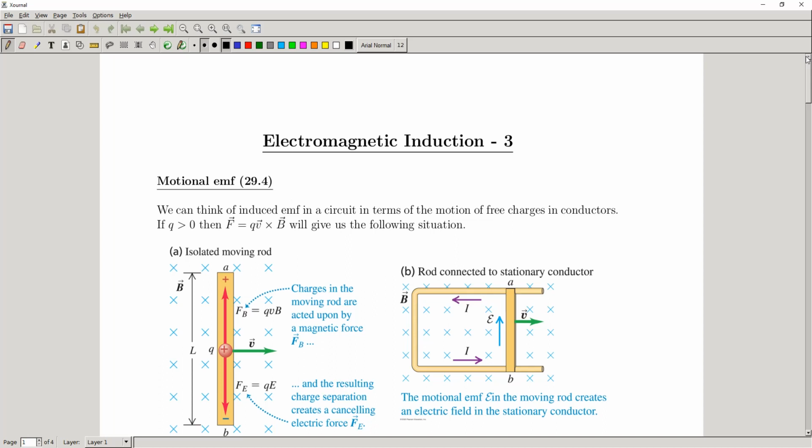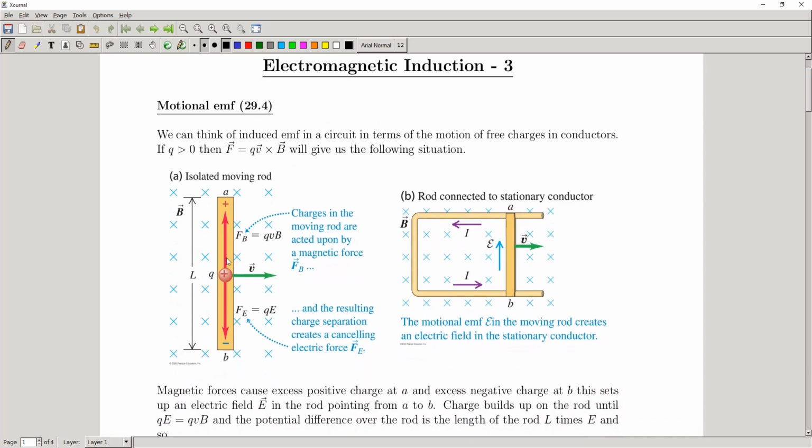Okay, so motional EMF. We can think of induced EMF in a circuit in terms of the motion of free charges, right? We know that all conductors are good conductors because they have free charge in them that can move around. So we can think of induced EMF in terms of these free charges in these conductors. Let's say we're thinking about a positive charge, right? So we have our positive charge here. Our charge is greater than 0.